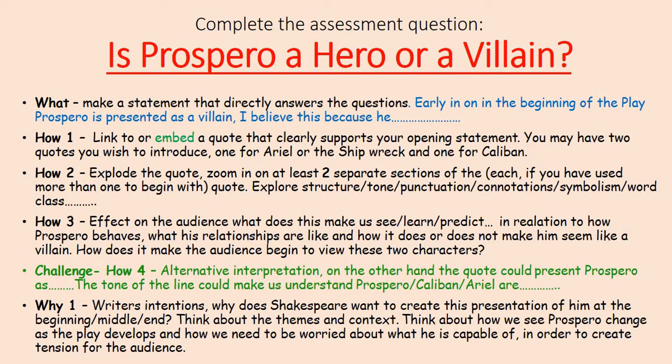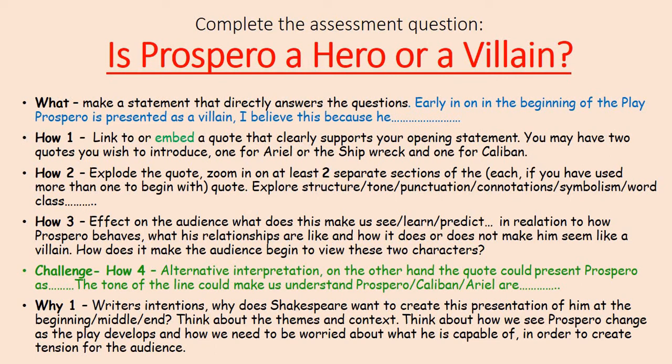Explore the structure, tone, punctuation, connotation, symbolism, and word class. These are all the things that you're referred to in your explosions. And then how-three, that again links to it, because that's about saying, what does that suggest to the audience? What does that imply? What does that teach us? What does that make us think? Remember, you then want to link your effect to how Prospero behaves, what his relationships are like, and then link that to how that makes us see Prospero as a hero, if that's what you said in your what, or as a villain, if that's what you said in your what.